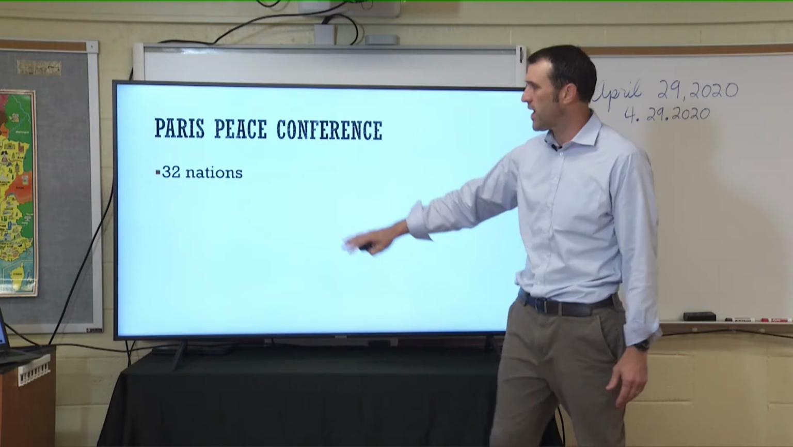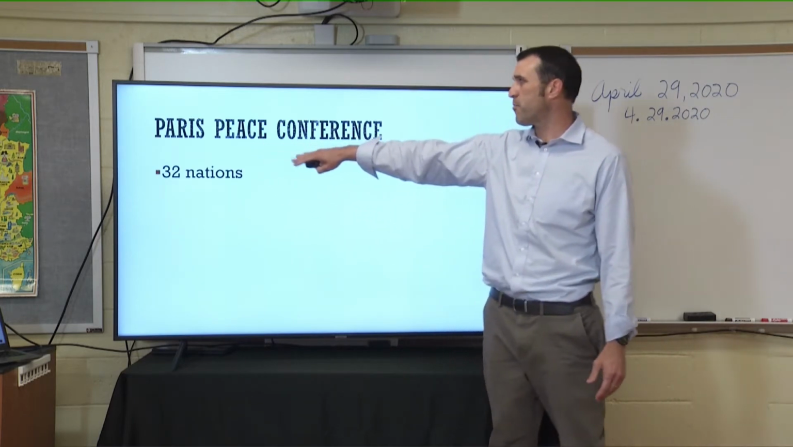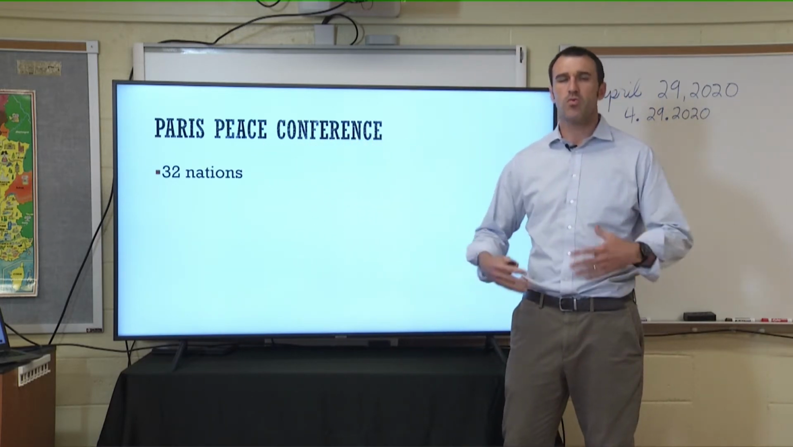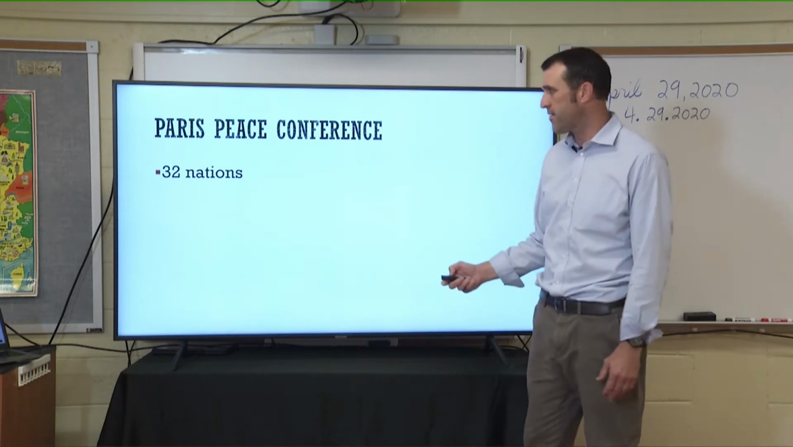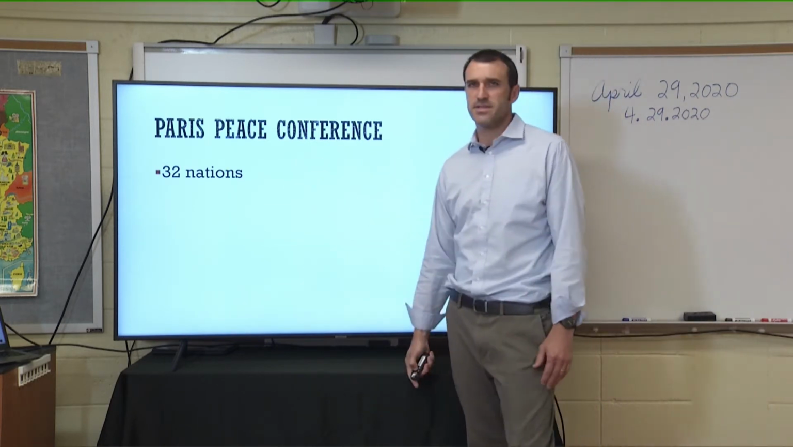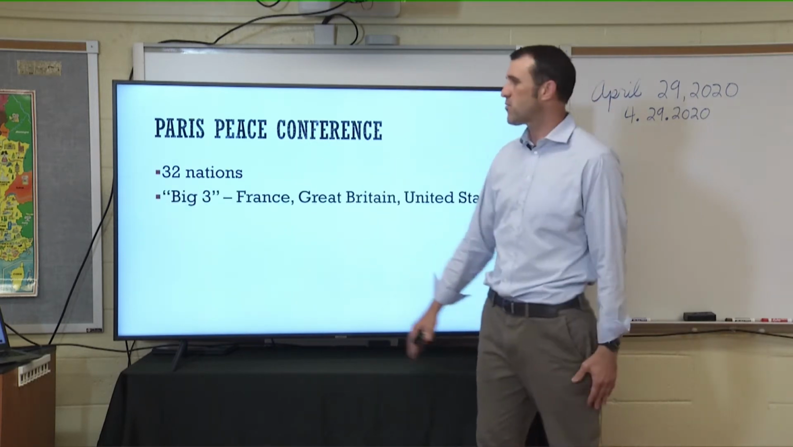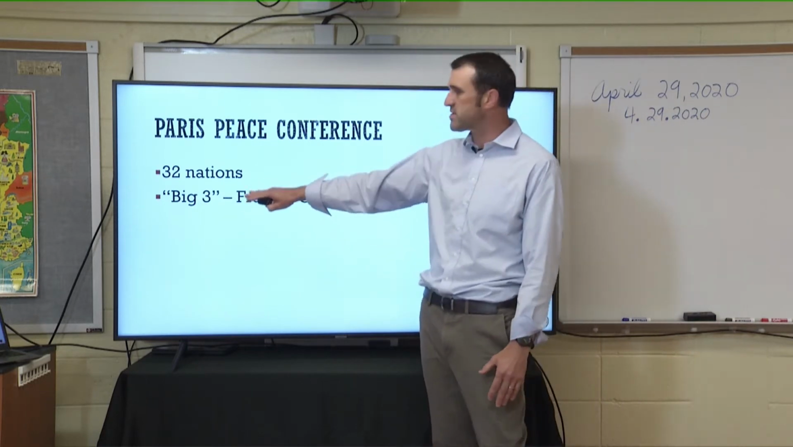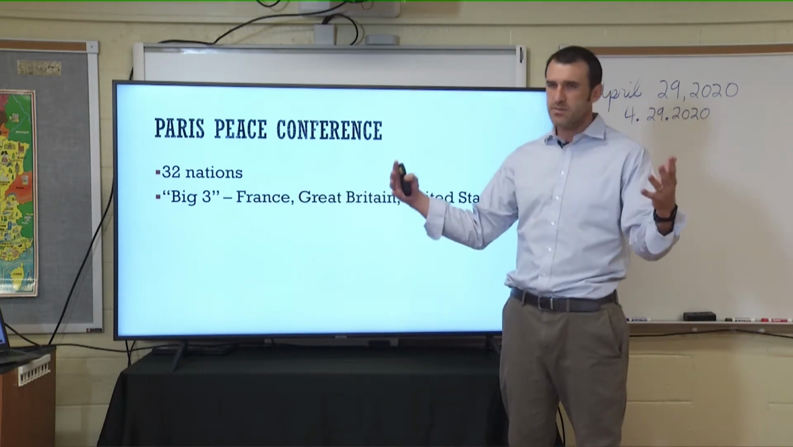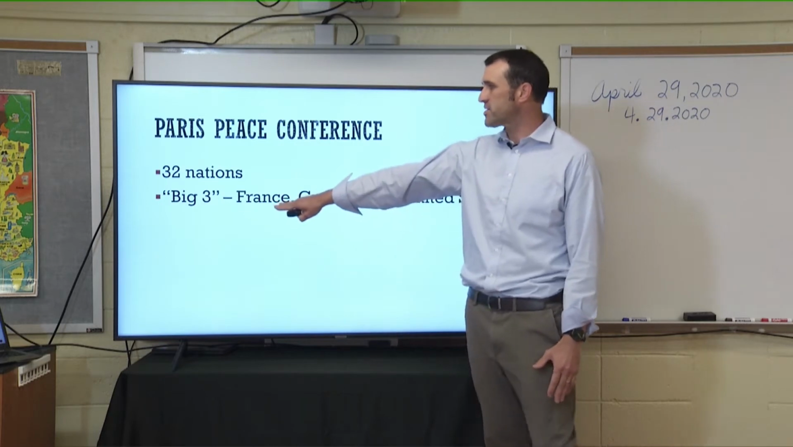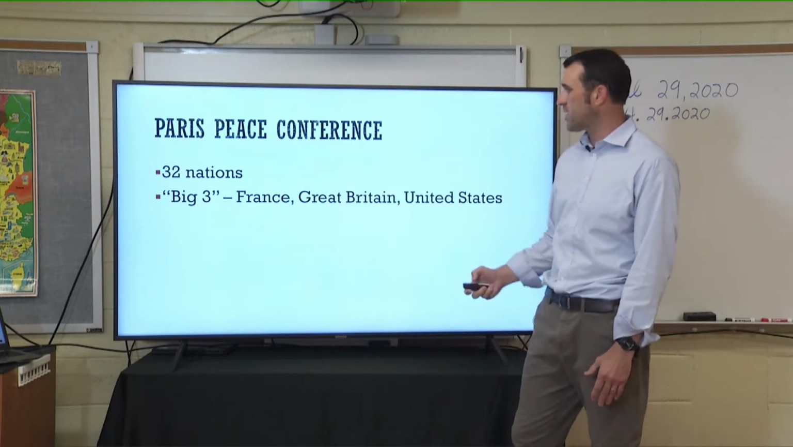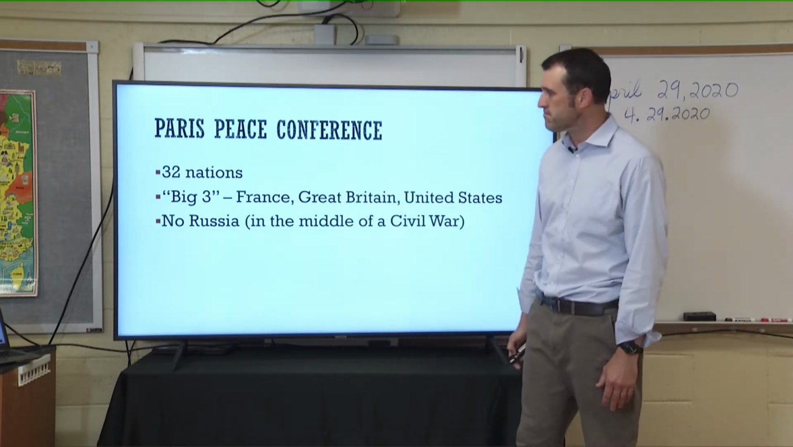So 32 nations gathered together at the Paris Peace Conference to hammer out what would be known as the Treaty of Versailles. Now, even though there were 32 nations there, there was really just 3, and they were known as the Big Three. And these were the decision makers, the ones that hammered out specifically what it would look like. And these 3 nations were France, Great Britain, and the United States.